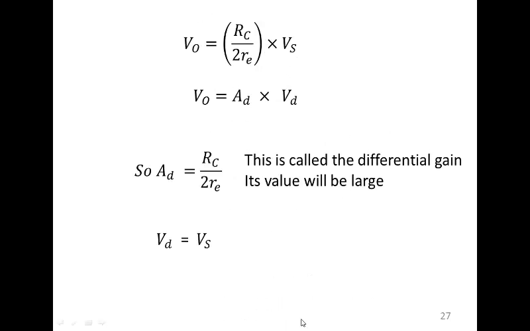So from here we can say that the gain of the amplifier is nothing but RC over 2 RE, and this is called the differential gain. Its value will be large, because you can choose a large value of resistance RC, typically in kilo ohms, so this gain turns out to be a large quantity.